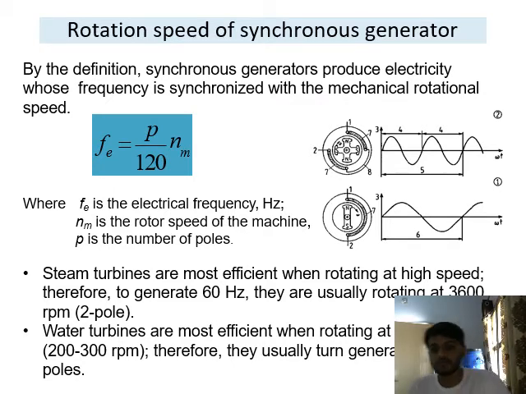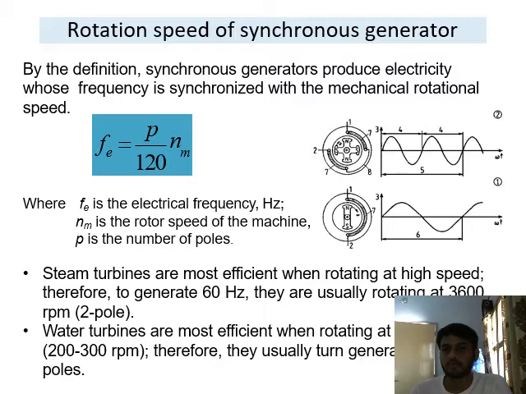Now there are some mathematical equations involved in the synchronous generator. First, the rotation speed of the synchronous generator. By definition, a synchronous generator produces electricity whose frequency is synchronized with the mechanical rotation speed. Frequency Fe is equal to P upon 120 into Nm, where Fe is the electrical frequency, Nm is the rotor speed of the machine, and P is the number of poles.